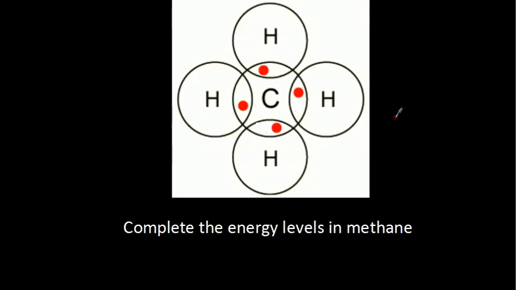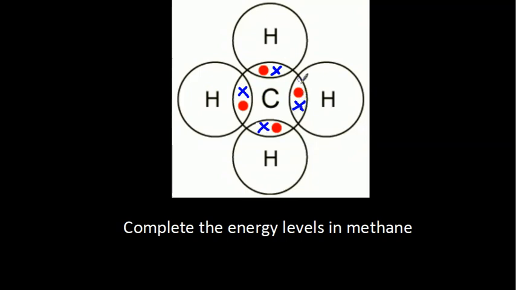Now, just so that I get you thinking, when we look at a diagram like this of methane, there's something missing. So have a really quick think and ask yourself, what is missing from this diagram? What I'm hoping you would see is that what we are missing are some electrons.